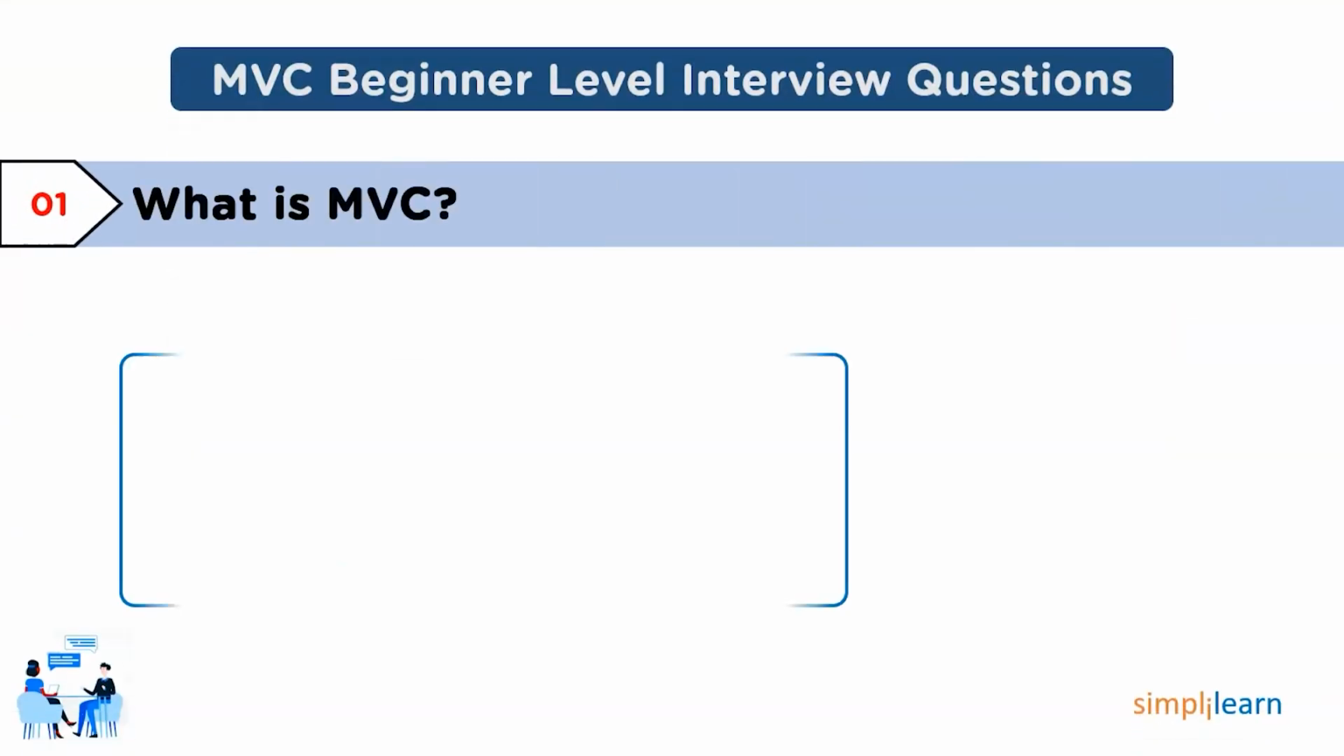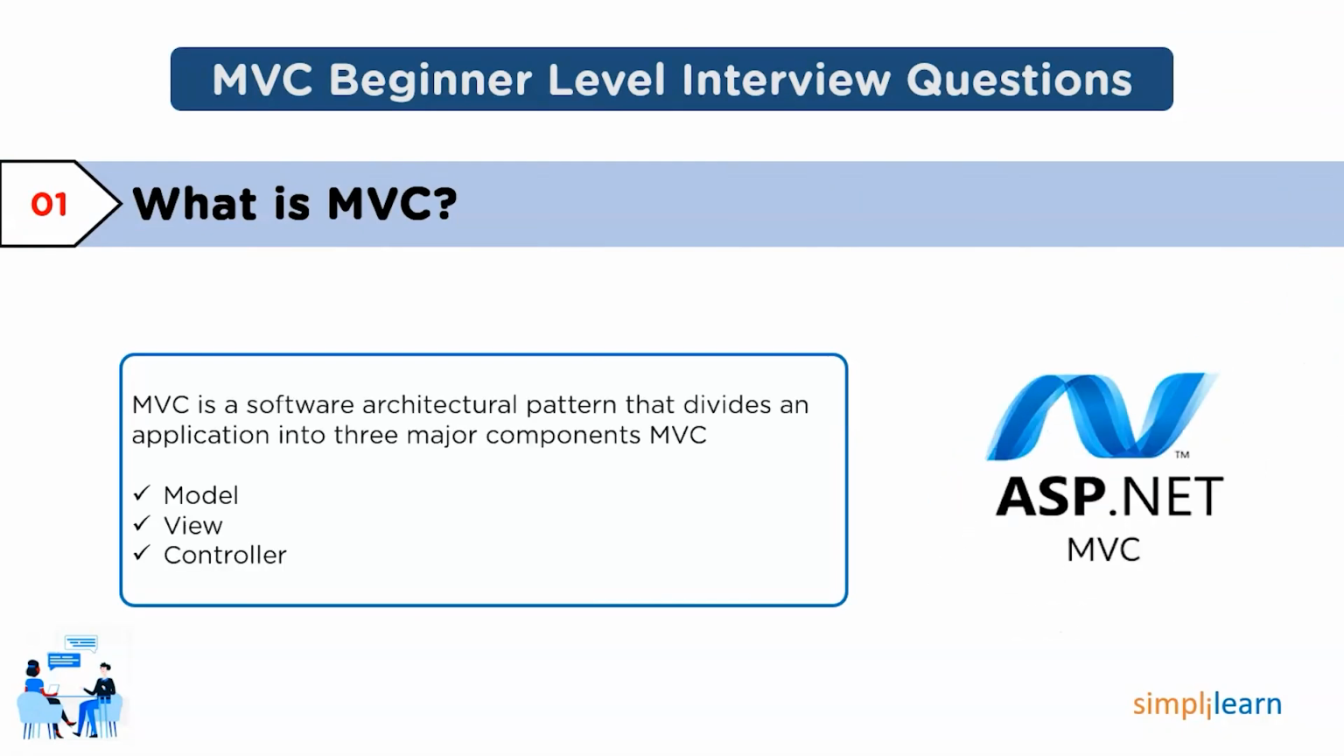What is MVC? MVC is a software architectural pattern that divides an application into three major components. MVC stands for Model, View, and Controller. The model represents the shape of the data and stores the data that it retrieves from the database. View is a user interface used to represent the data of the application as tables, charts, and diagrams. It also communicates with model and controllers easily.